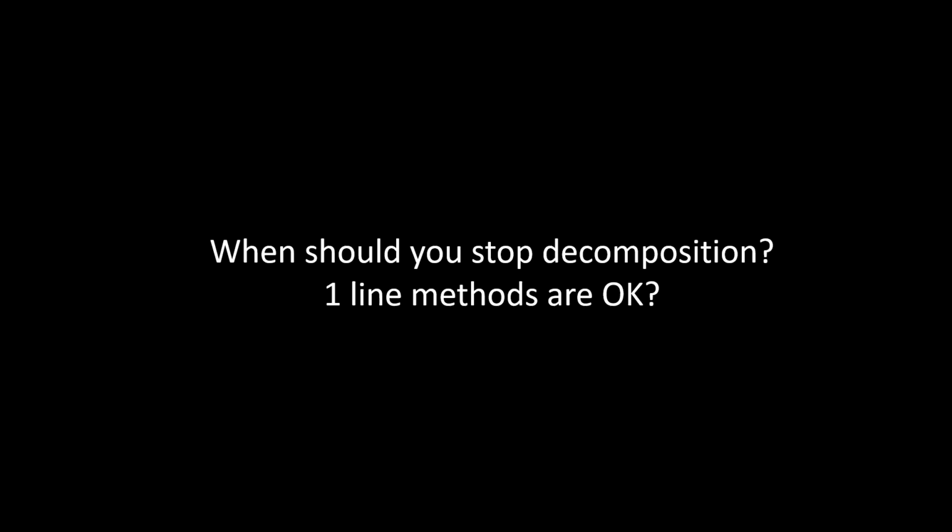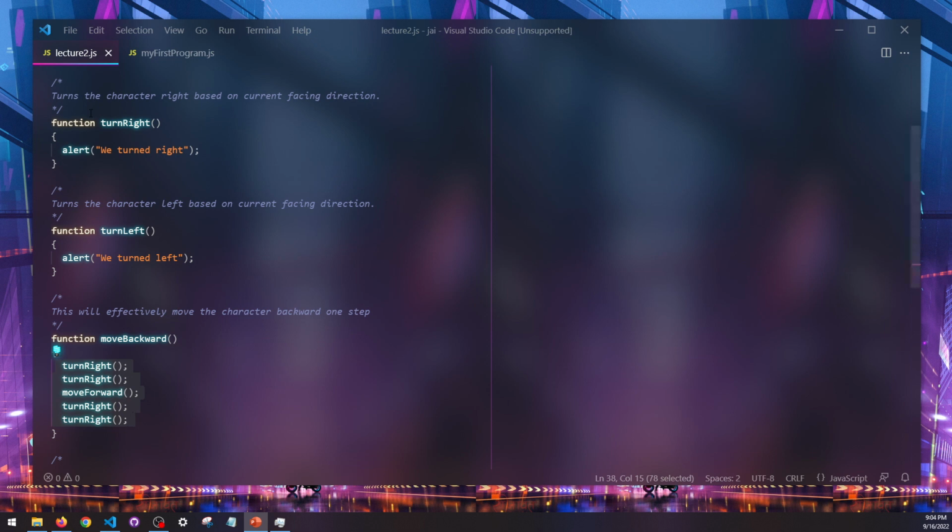When should you stop decomposition? Again, decomposition is starting with a bigger problem and then decomposing it until you have atomic functions. One-line methods. So basically one suggestion would be, well, until you have a one-line method. In my opinion, if you have a one-line method, even though I just showed you one-line methods, this is an alert.